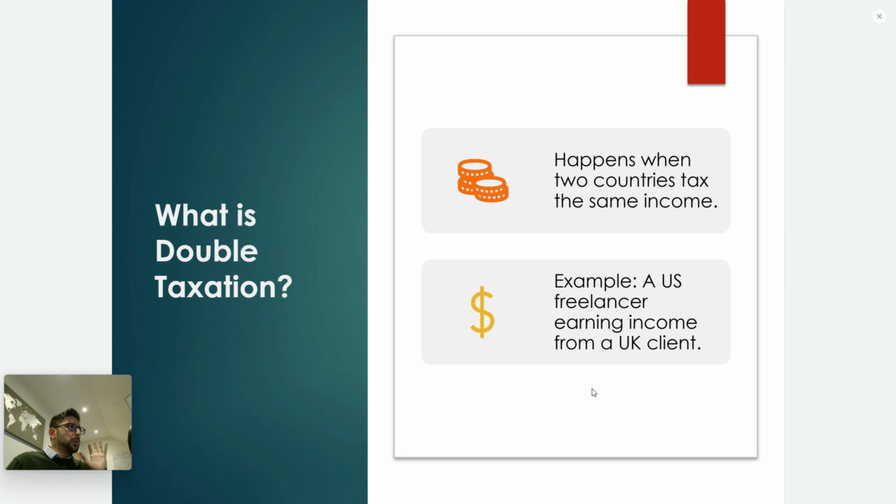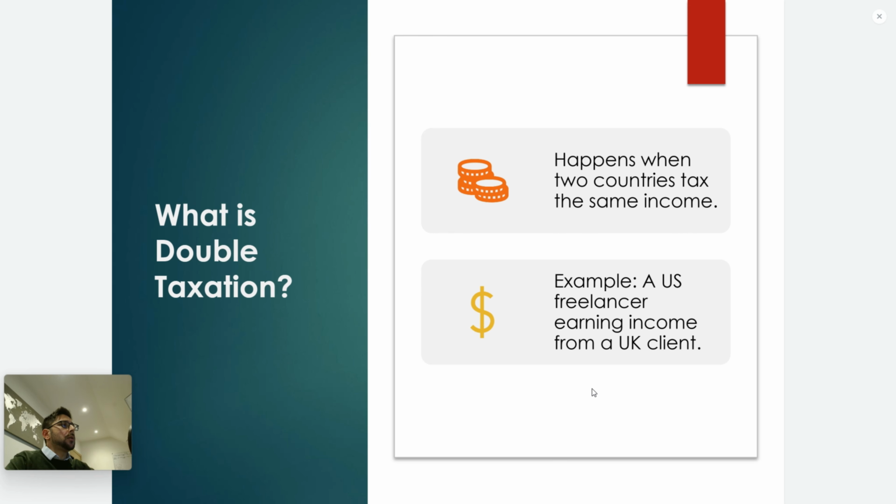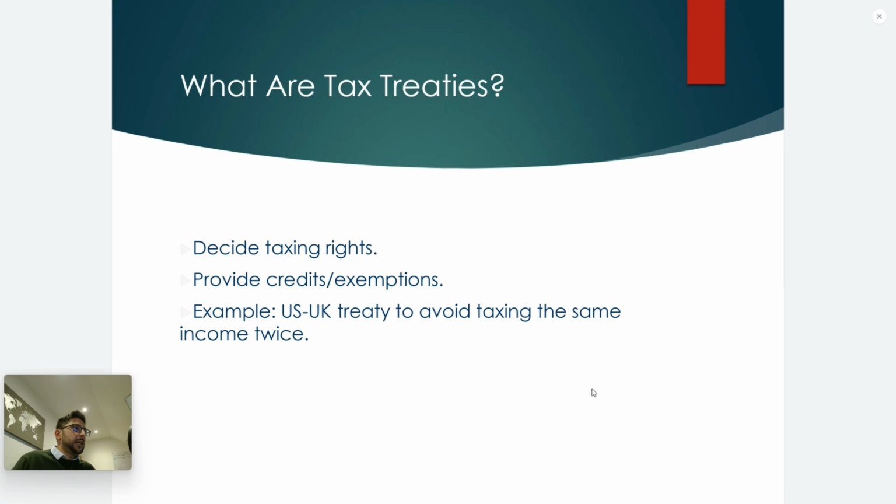Now let's move to the second key concept, which is double taxation. Double taxation occurs when two countries claim the right to tax the same income. You have the same professional income, and two countries want to tax you at the same time. For example, the UK and US. Let's say you are an American freelancer who earns money from a client in the UK. Both the US and the UK might want to tax the same income. And without careful planning, you could end up paying taxes twice on the same income, in this case professional income.